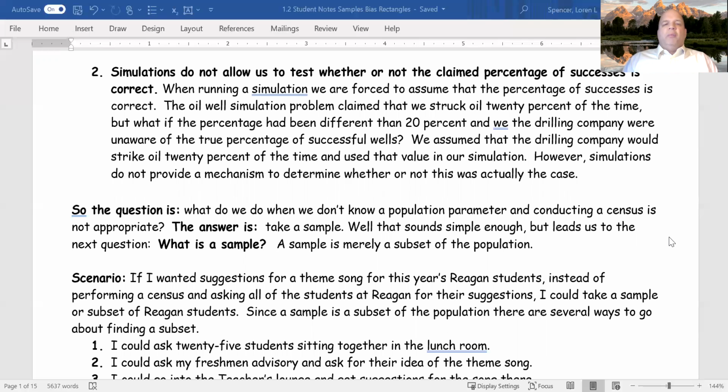So what is a sample? A sample is just merely a subset of the population. It's just a smaller part of the population. It's not the whole population. So the key thing about a sample is what makes a good one.